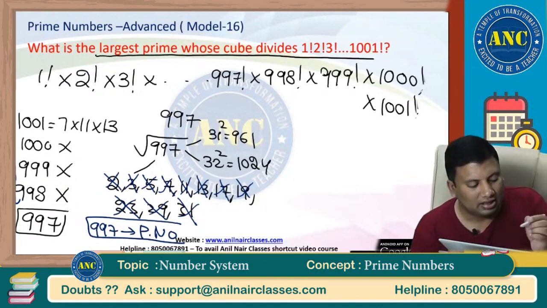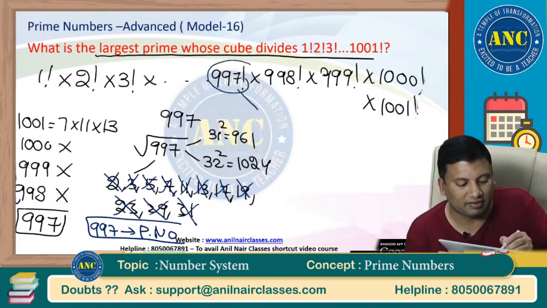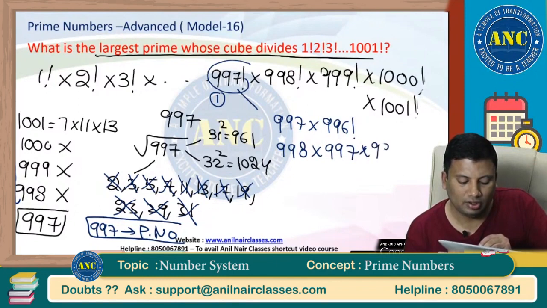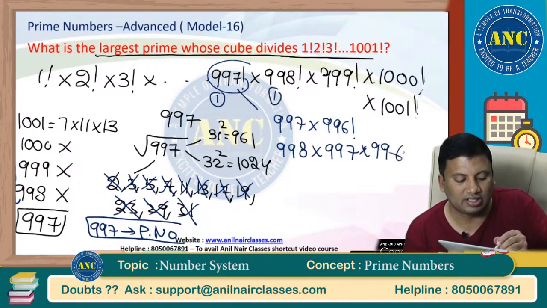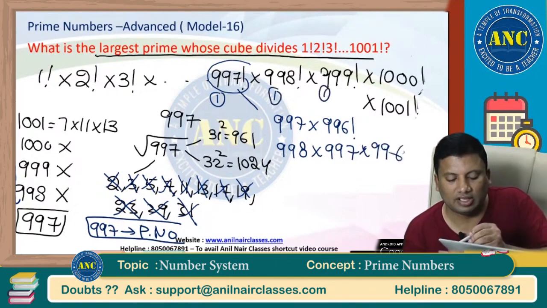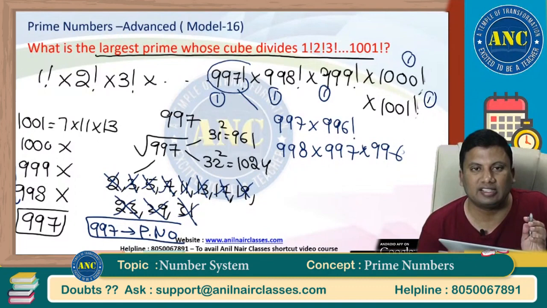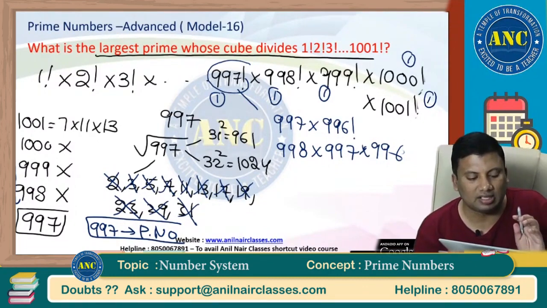Cube, right? That means in 997 factorial, 997 into 996 factorial, once it will appear. 998 into 997 into 996, once it will appear. Here also once it will appear. So how much will be the power of 997? Power 5. 997 power 5.